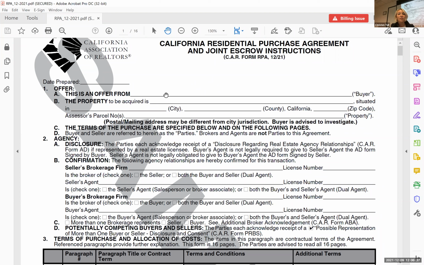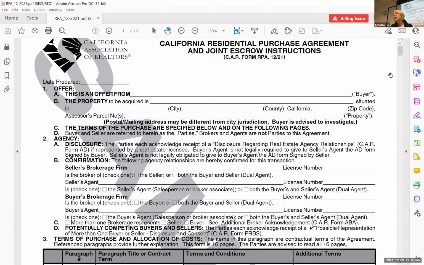All right, this is an offer from, so this is where your buyer's name is going to go. So a buyer can write an offer in the name of an individual, multiple individuals, or an entity. So an entity would be something like an LLC or a corporation, or a trust.